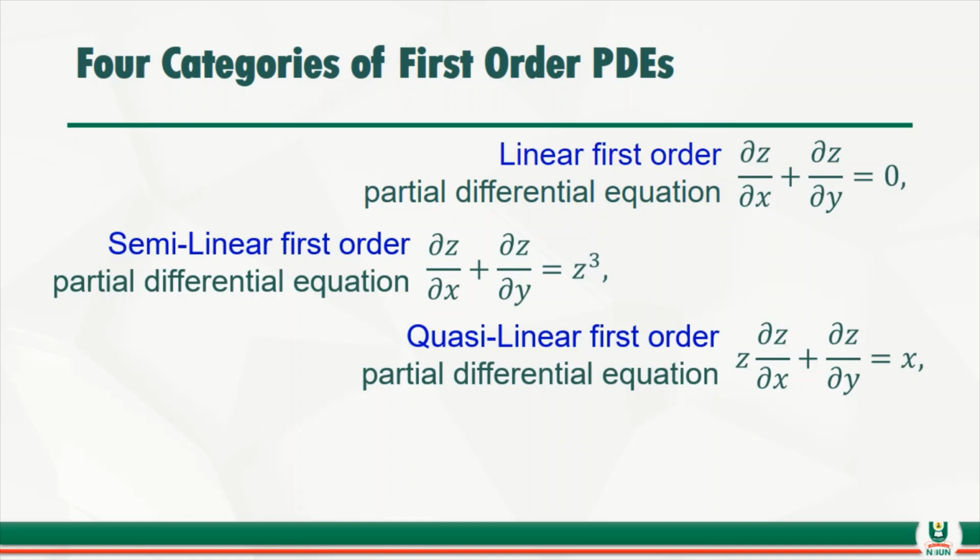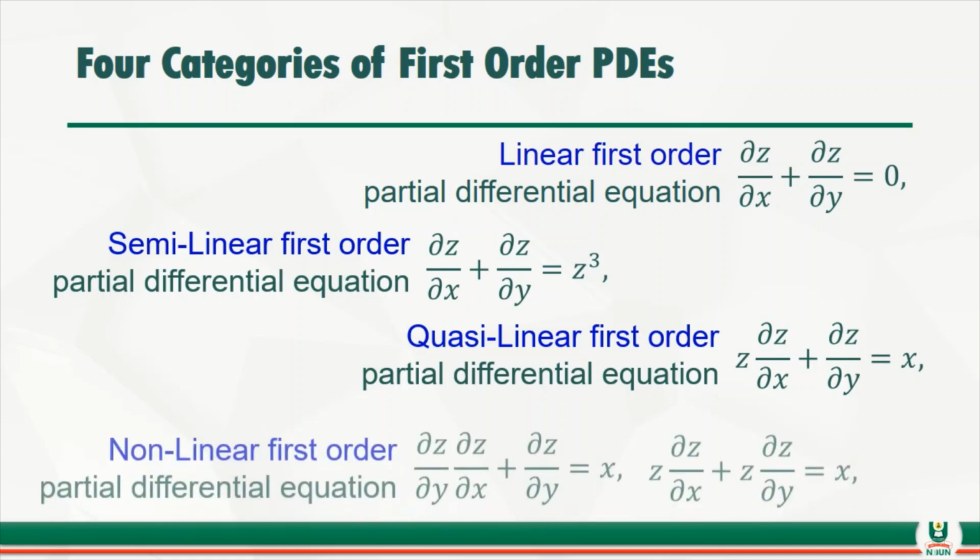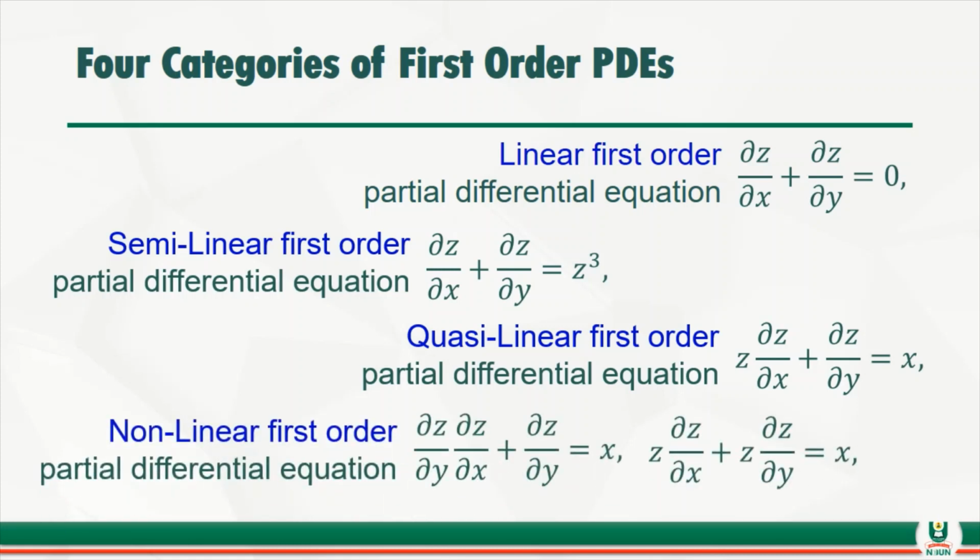Then the last one here is nonlinear. In this case, we have the derivative of z with respect to y multiplied by the derivative of z with respect to x, and that makes it non-linear. Now you can see in this case that whenever we are talking about partial differential equations, the nonlinearity can be divided into three categories.